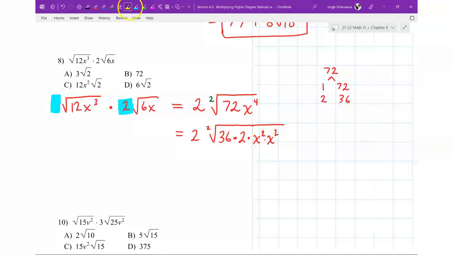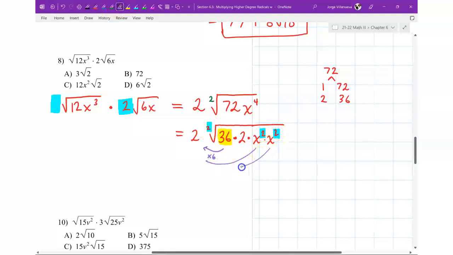Now remember, the 36 is going to go. Okay, it's going to come out. It's going to become times 6, okay, because that's the square root of 36. It multiplies times 6. And then my index matches these powers. So I'm going to take out two x's. This x and that x.